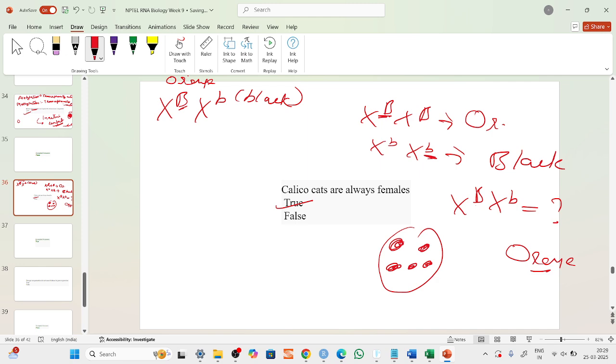And because of this, you do not get a whole complete orange color, but you get patches. Some are black, some are orange in color. And this mostly, 99%, happens in female. So the correct answer is true. So this calico cat is an example that shows random X chromosome inactivation. So I hope this is clear to you.